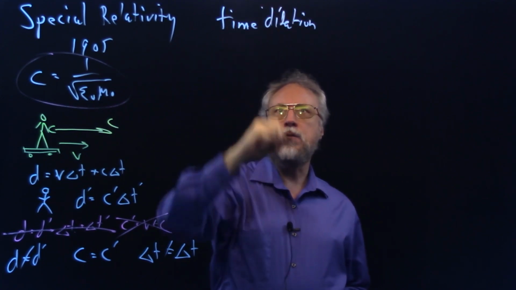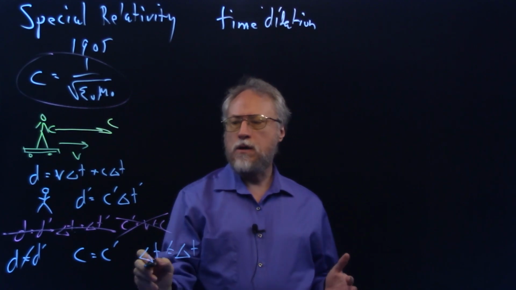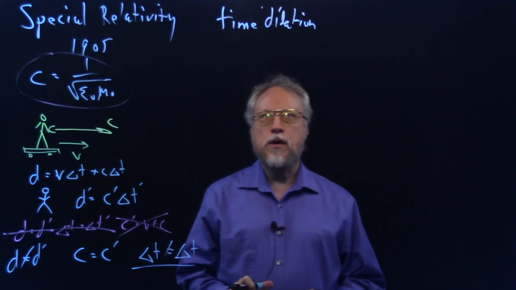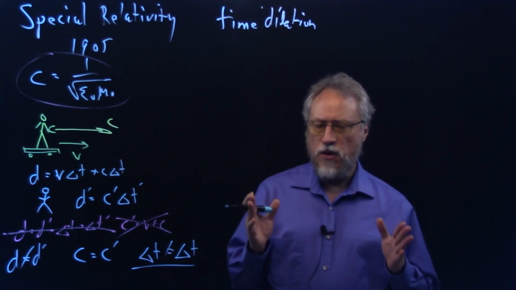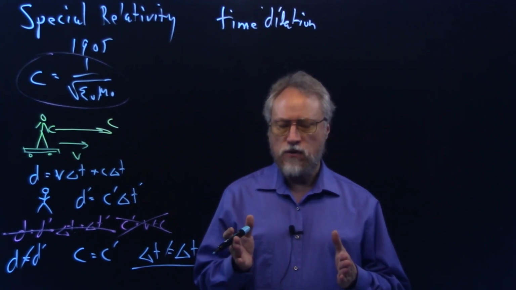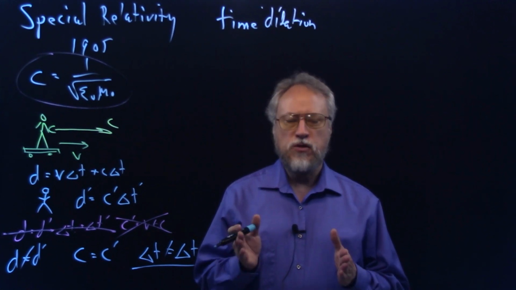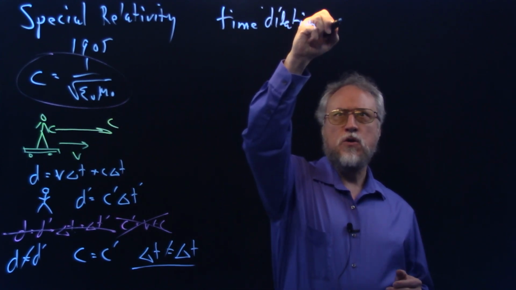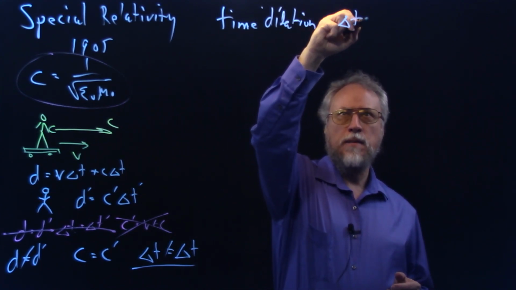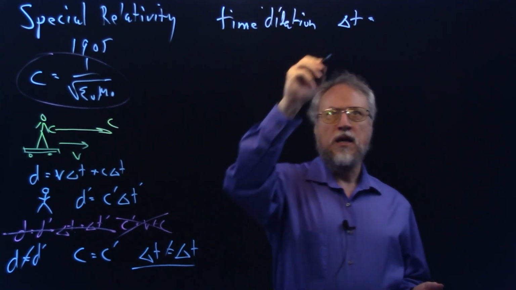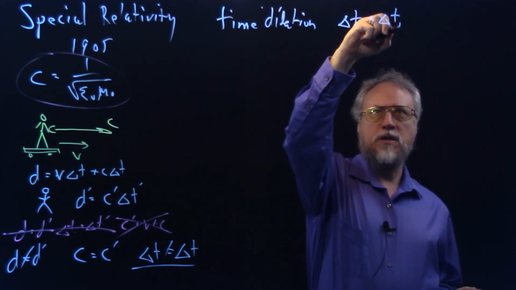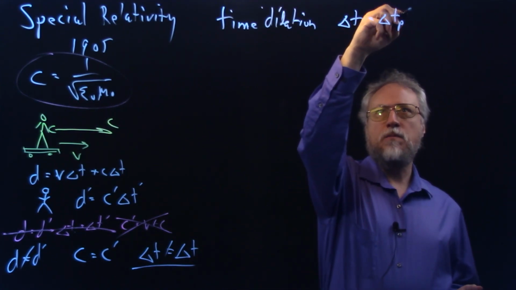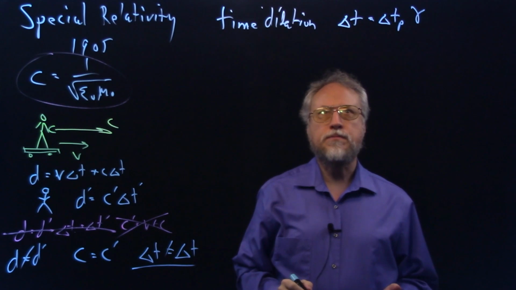In time dilation, we have that times are different for different observers depending upon the speed you're going. And the reason why we call it time dilation is because the person who's measuring the time in the rest frame of the clock is going to measure the shortest time. Everybody else is going to measure a longer time. So delta t, what is measured by everybody else, is going to be equal to delta t p, call it proper time, which is measured in the clock, times some dilation factor, gamma.